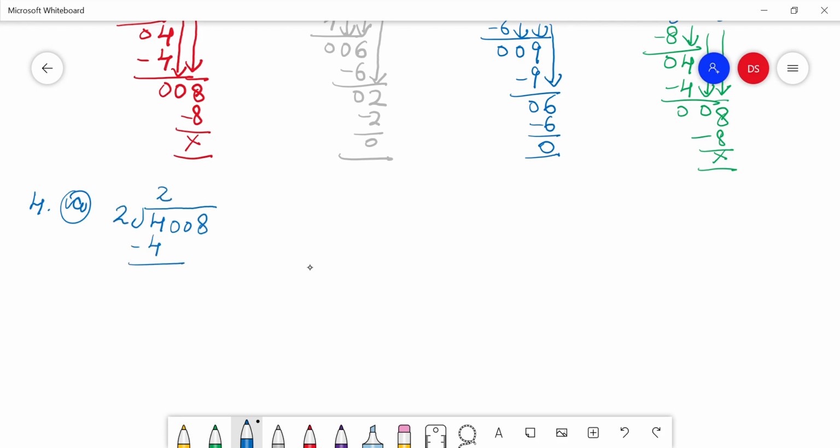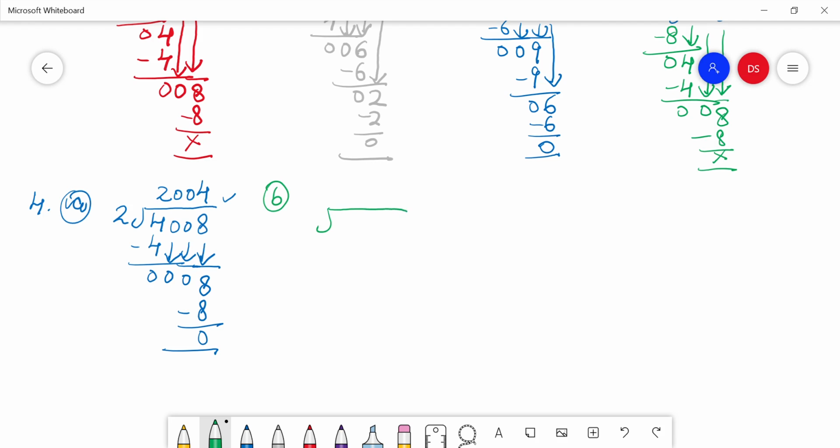4 minus 4 is 0. Then we have 0. We will write 0 in the quotient place. Again we have 0. We will write 0 in the quotient place and take the next number, that is 8. 2 4s are 8. 8 minus 8 is 0. Children, the answer is 2004. Now we have to do B part.